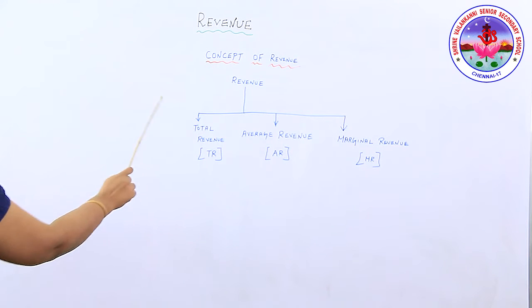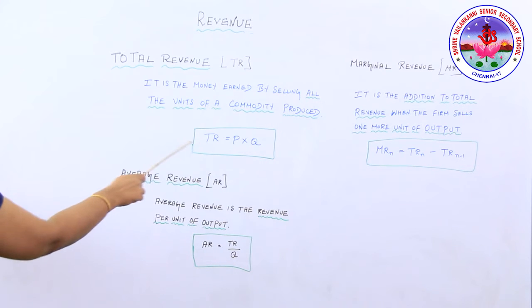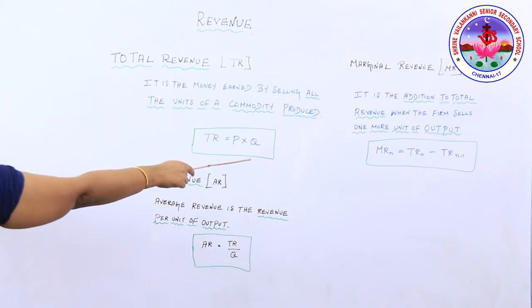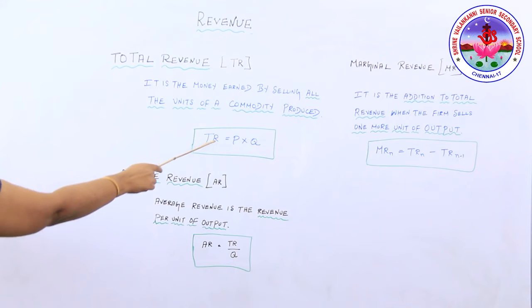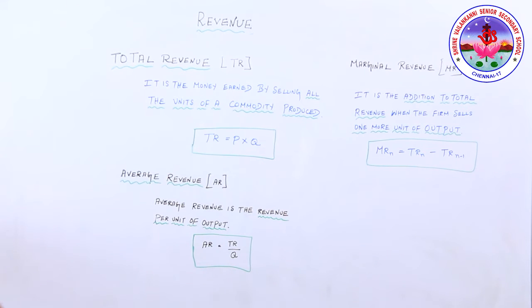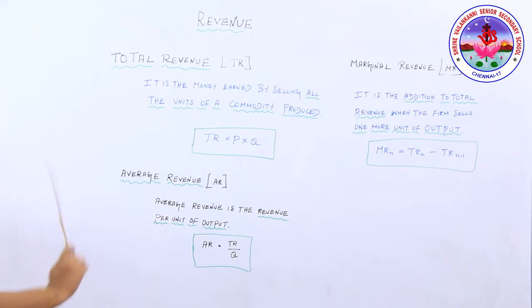Let's start with the total revenue first. What is the total revenue? TR is the money earned by selling all the units of a commodity produced. That is the total receipts from the sale of a given quantity of a commodity. The total revenue is obtained by multiplying the quantity of a commodity sold with the price of the commodity. So TR, that is total revenue, equals price into quantity.